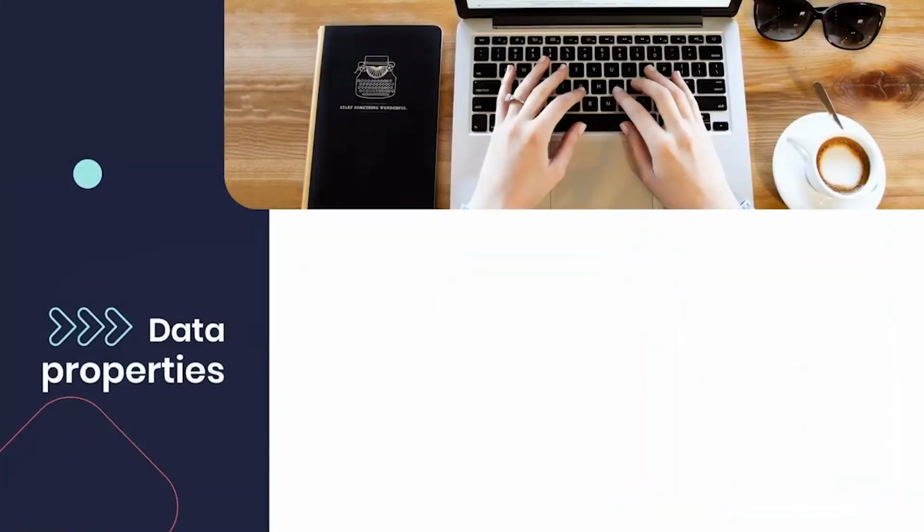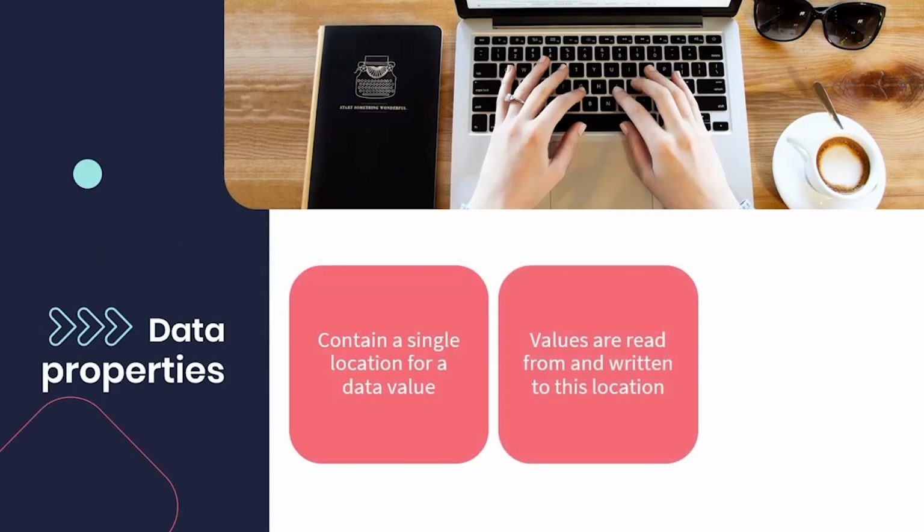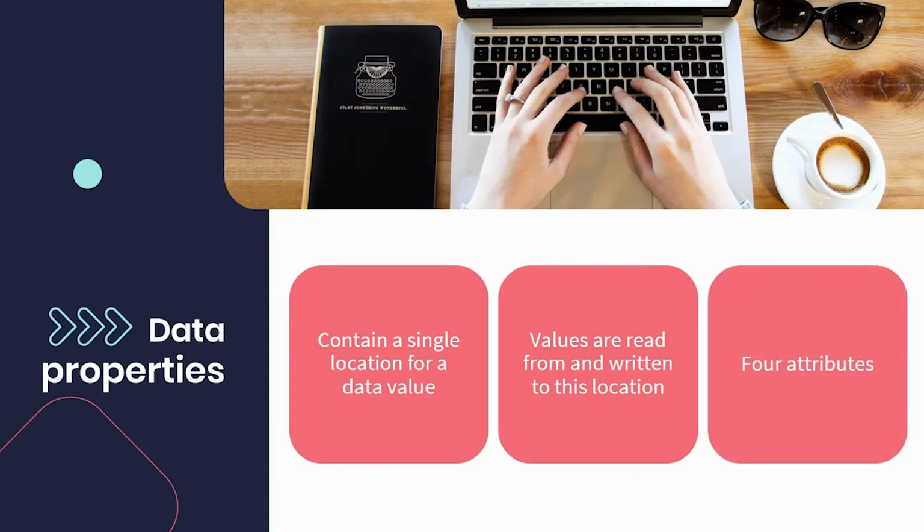Data properties. Data properties contain a single location for a data value. Values are read from and written to this location. Data properties have four attributes describing their behavior.